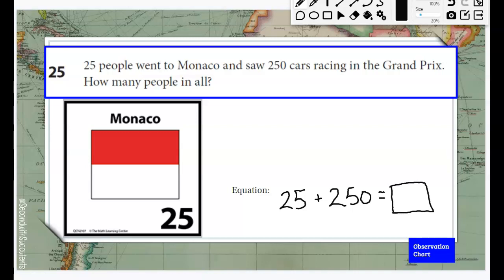Now, you may be thinking, I don't really understand what they mean when they say how many people in all. Because they're talking about 25 people, but then they say 250 cars. So you may be thinking, wouldn't there only be 25 people? Why do we count the 250 cars for 250 people? What do you think?